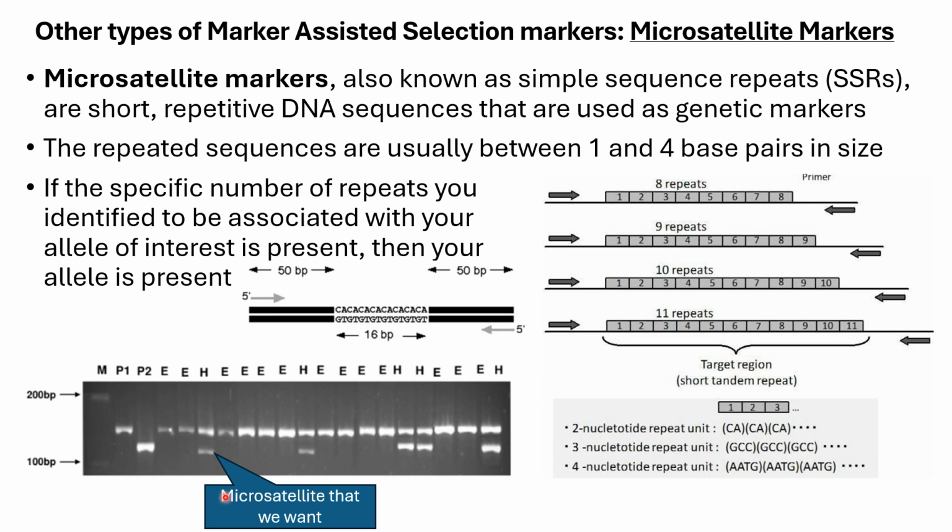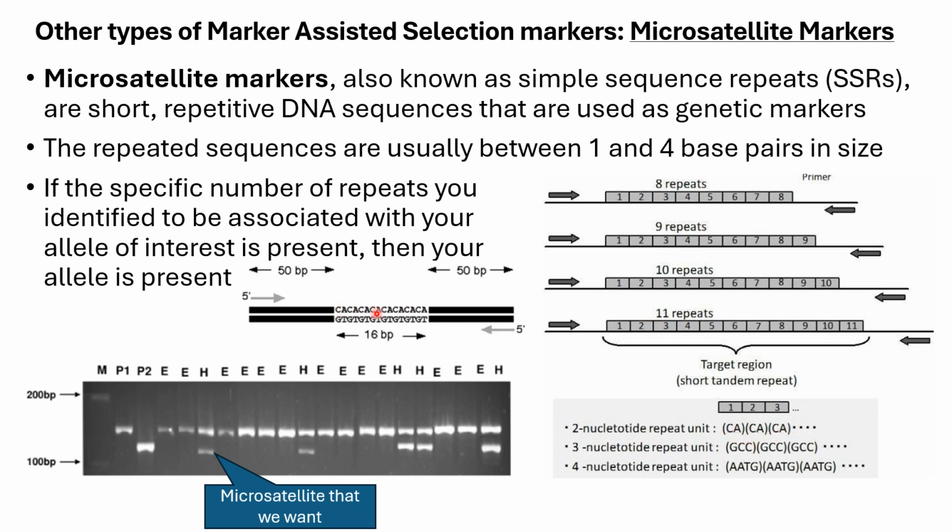Then we get to microsatellites. They are a simple sequence of repeated nucleotides. Okay, repeated nucleotides. So if you look down here, it might be like GCC, GCC, GCC. Can you see that it's a 3 nucleotide repeat? GCC. It can be a 2 nucleotide repeat, CA, CA, CA. And these might be around.